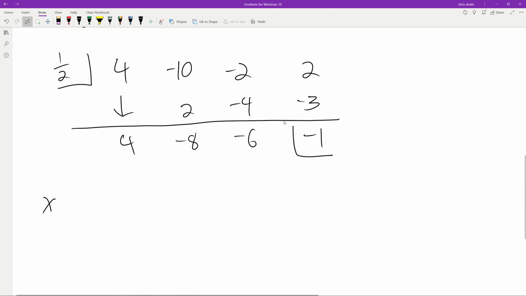Let's try instead x equals negative 1/2. Then negative 1/2 goes in the box. These coefficients are the same.